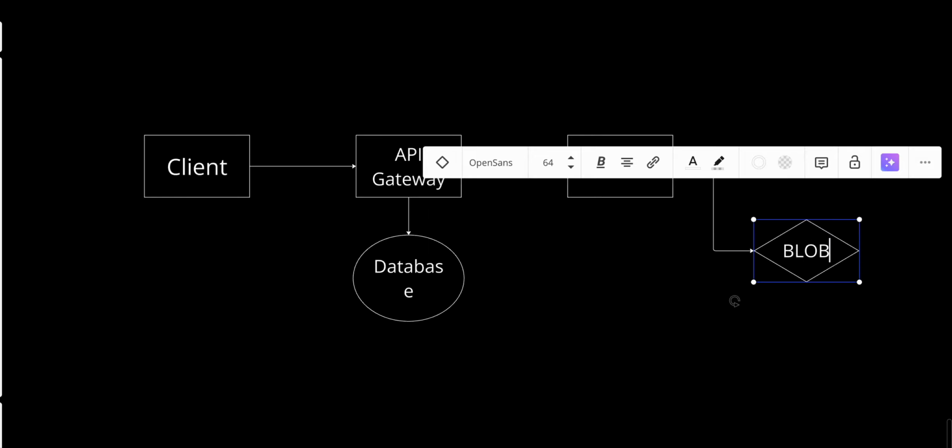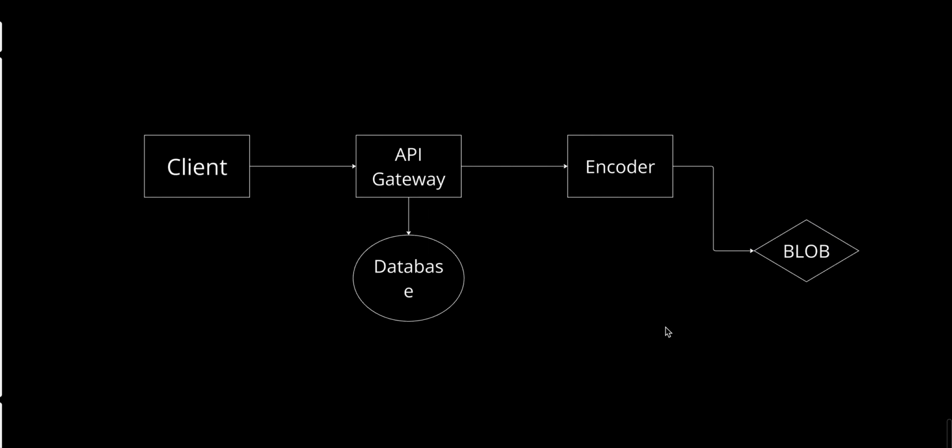Let's call it blob storage. The blob storage is secure, and stores raw and processed video files. Its responsibility is scalable storage that handles massive volumes of video data, both raw uploads and encoded files. It will ensure fast access to video files during playback.